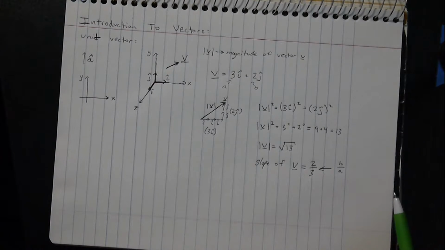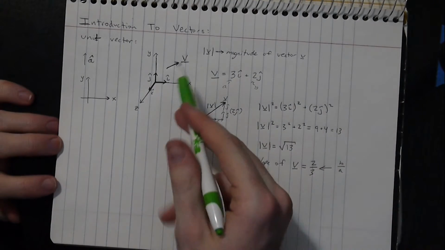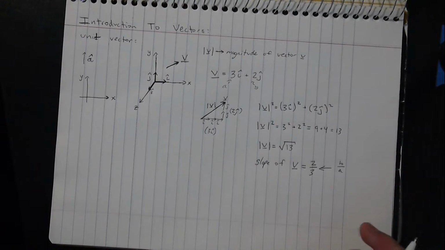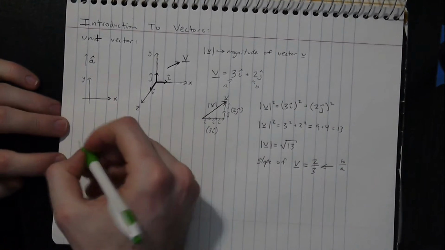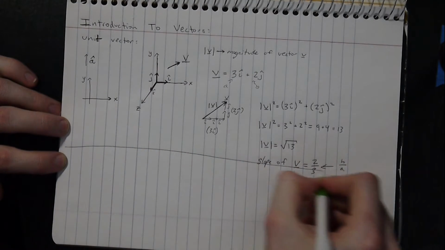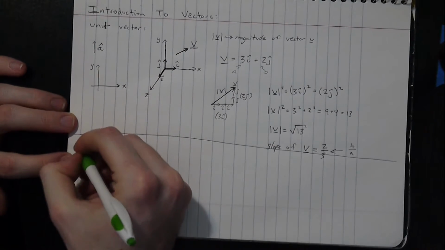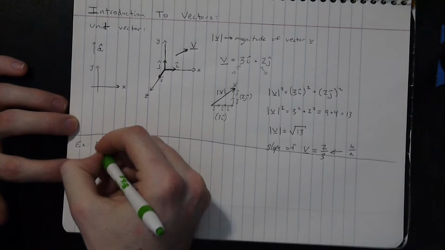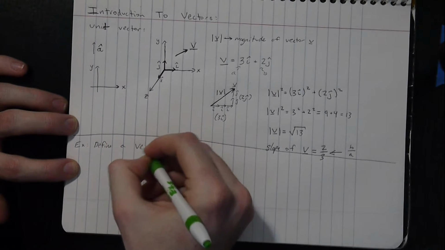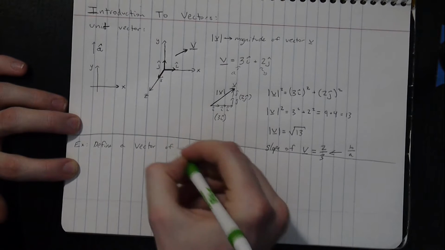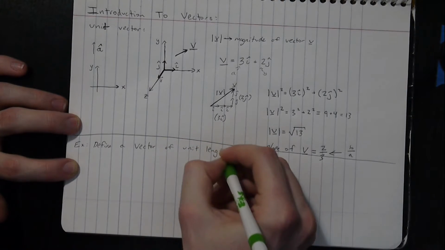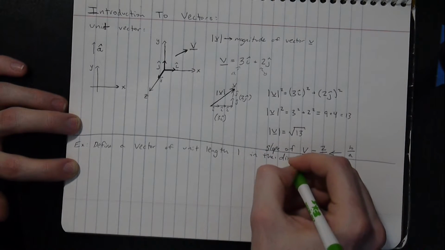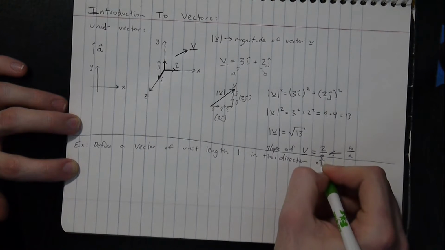So say we wanted to have a vector which goes in the same direction as vector v, but is a unit vector, so it only has a unit length of 1. We know that, let's do this. Example. Define a vector of unit length 1 in the direction of v.